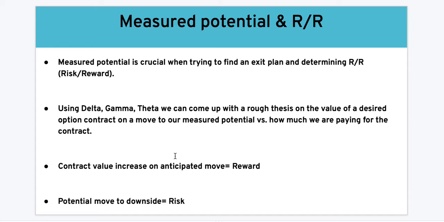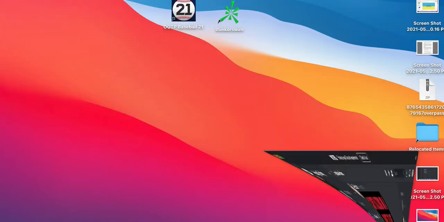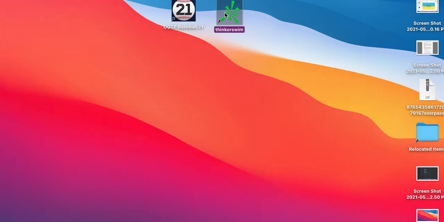So now we have a pretty good understanding of the concept of risk reward, right? But we really need to dive into the details here. So let's go ahead and open up Thinkorswim.